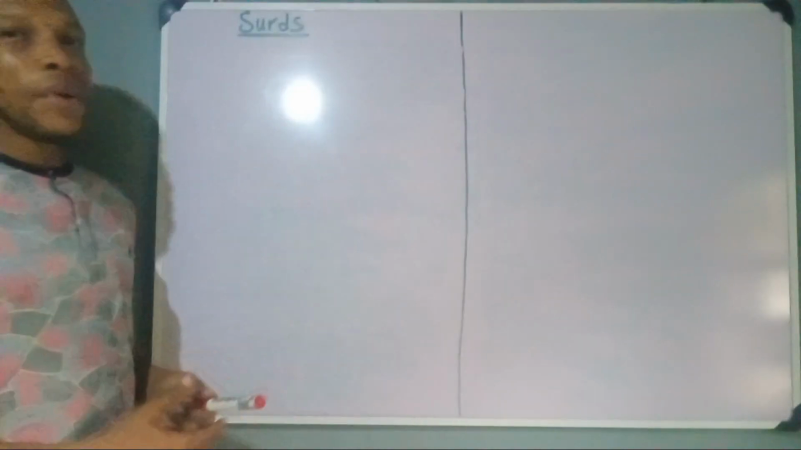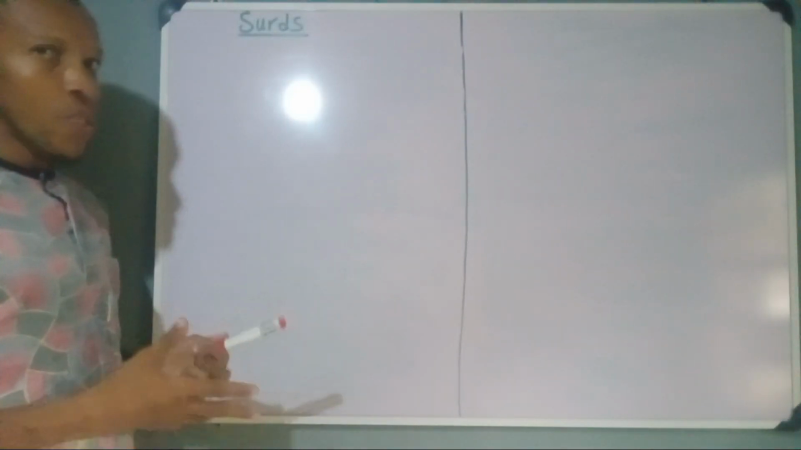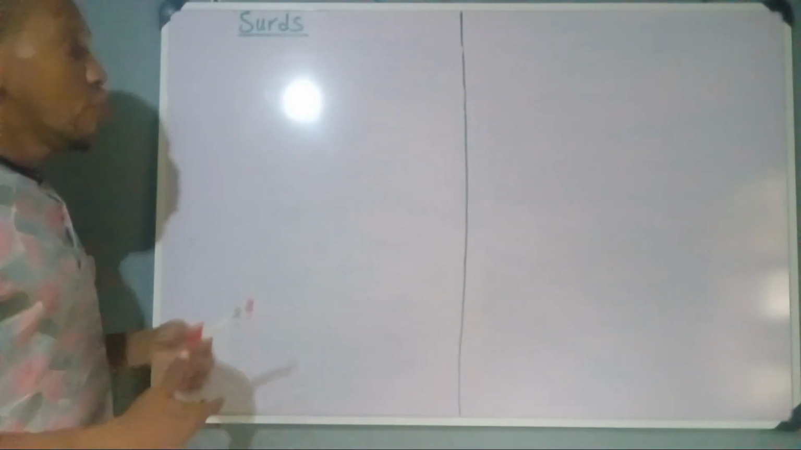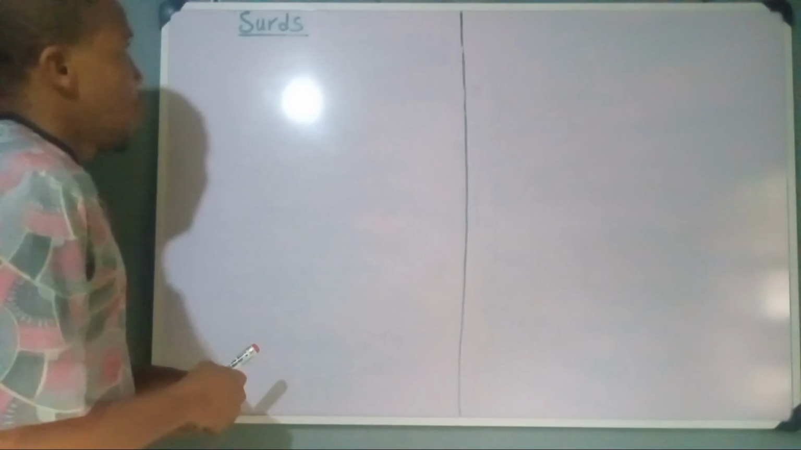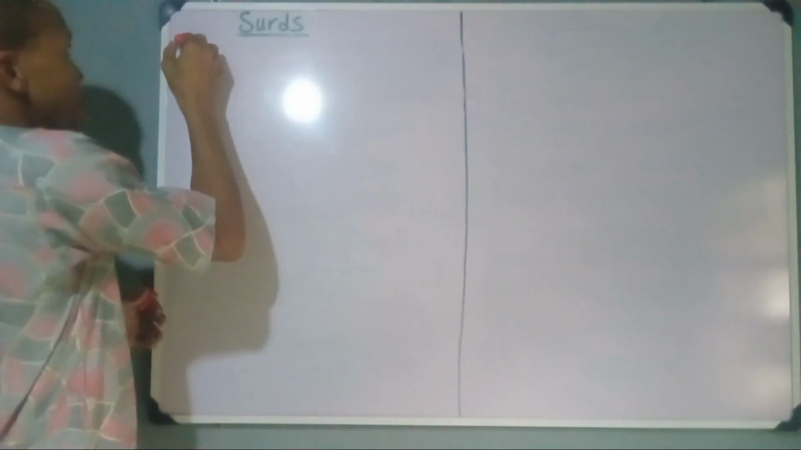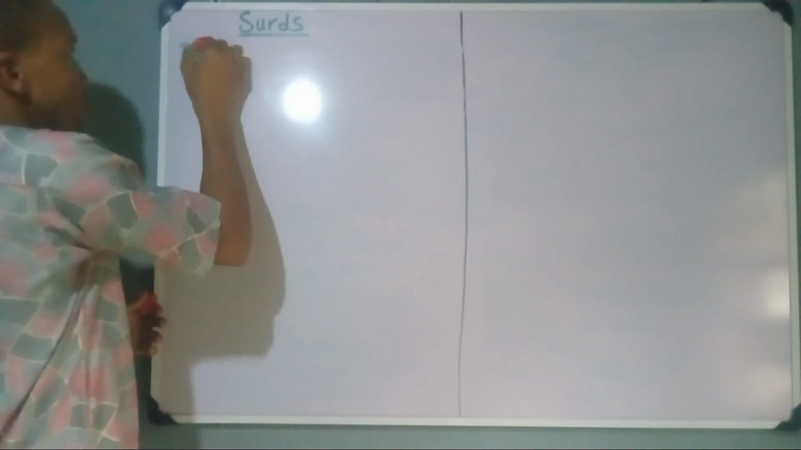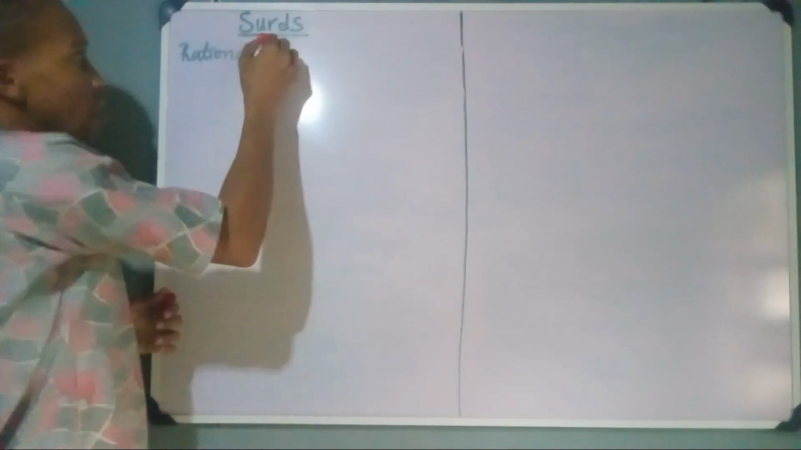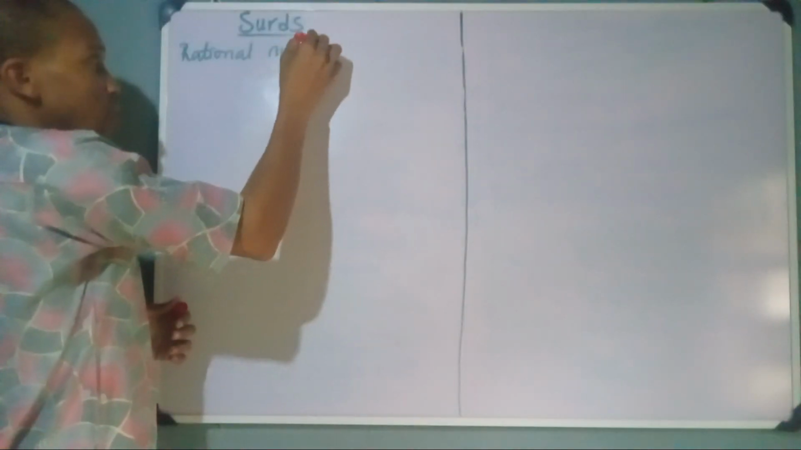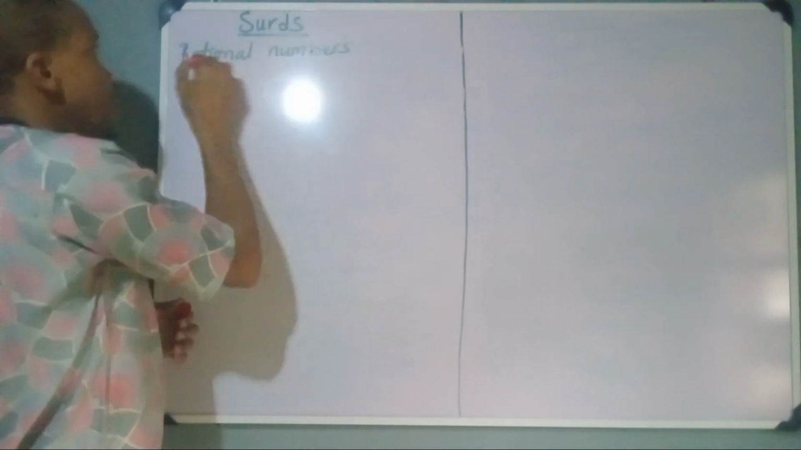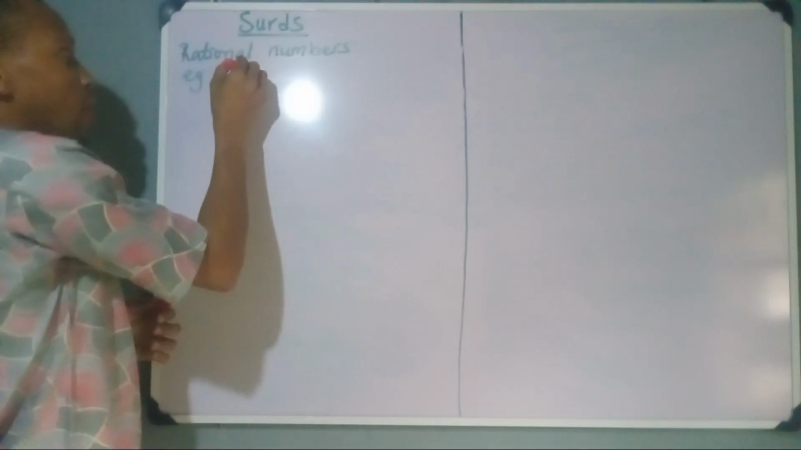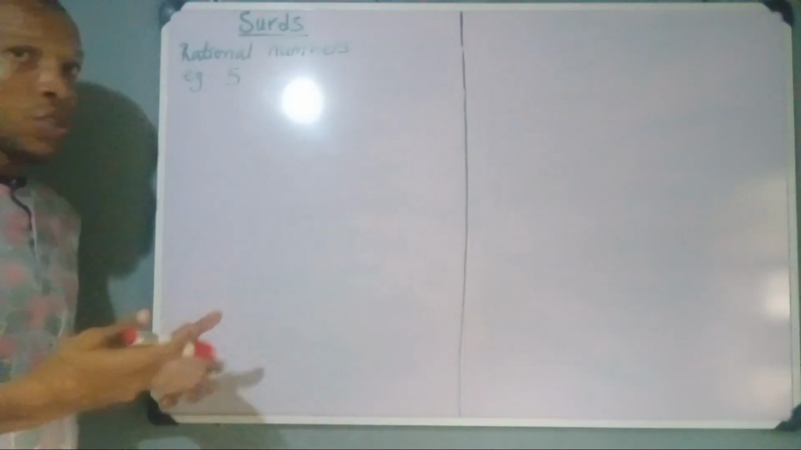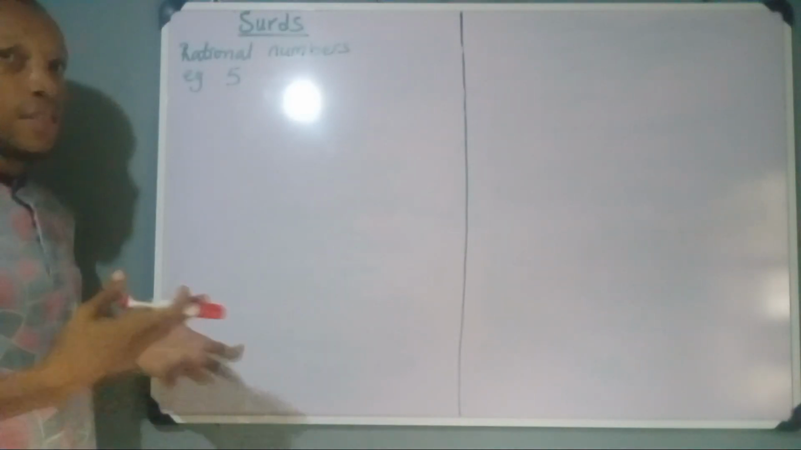Now, I want to talk about surds. What are surds? In numeration, we have numbers that we refer to as rational numbers. These rational numbers are numbers that we can express as exact fractions. A value like 5, we know what 5 is. If I say give me 5 oranges, you know how many 5 is exactly.